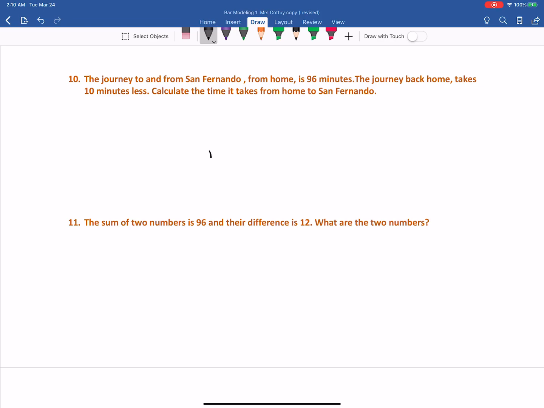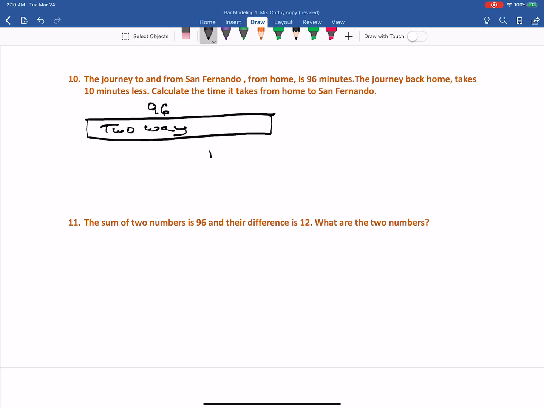All right, so the journey to and from San Fernando from home is 96 minutes. So how do we draw that? The total is 96. 96, that is to and from home. So the journey back home takes 10 minutes less. This is the whole journey, to and from, return, two-way, however you want to express it. So let's separate it now. Sometimes you have to make the whole bar, and then sometimes you have to separate it into two parts, or as many parts as you need based on the question.